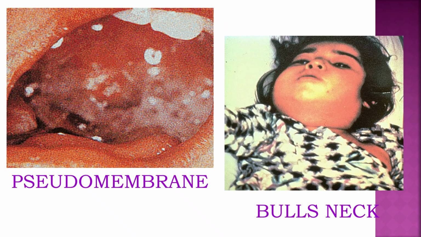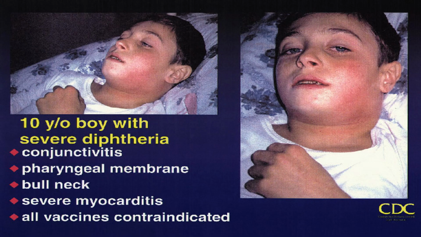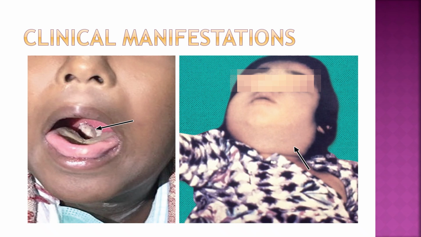So here you can see this white patch, that is pseudomembrane, and in this child you can see this bull neck, that is cervical adenitis. This is a 10-year-old boy with severe diphtheria. In that, conjunctivitis, pharyngeal membrane is there, and then bull neck, severe myocarditis, and all vaccines contraindicated. Here you can see this white patch, that is pseudomembrane formation, and bull neck in this child.